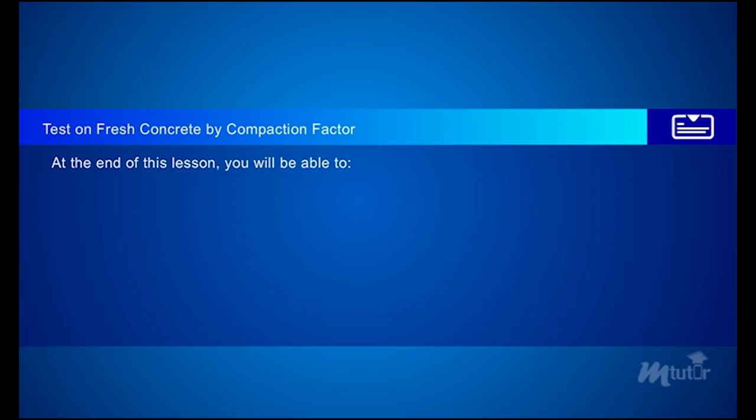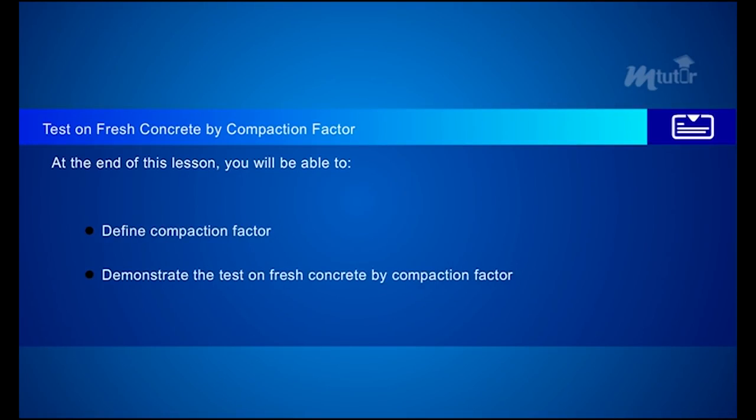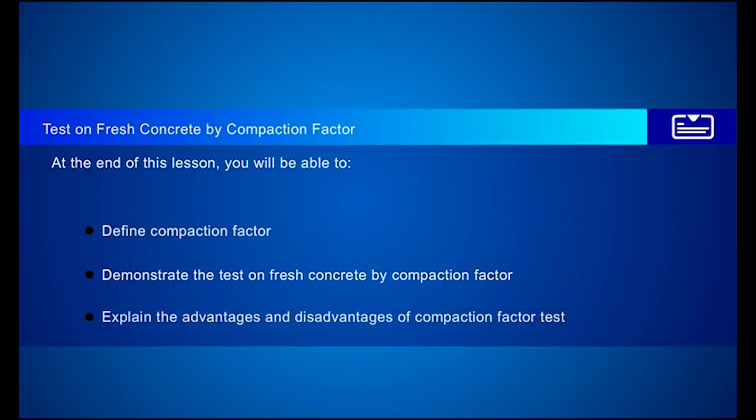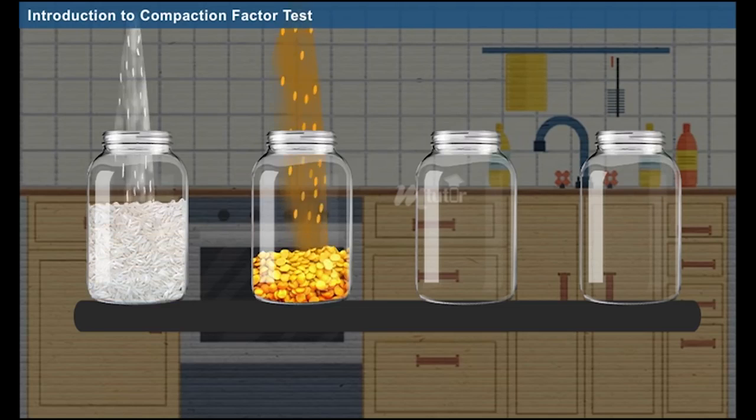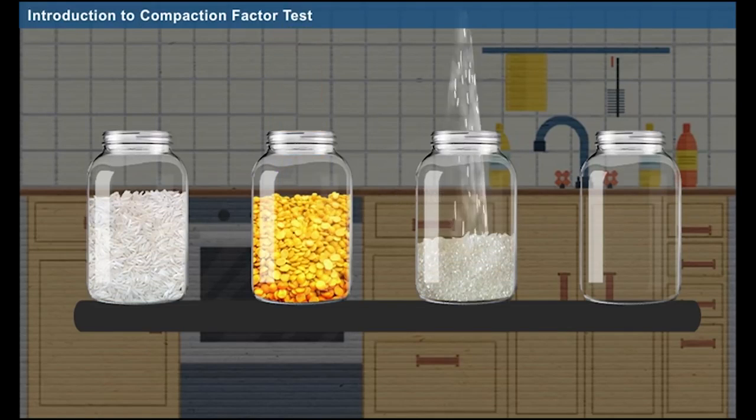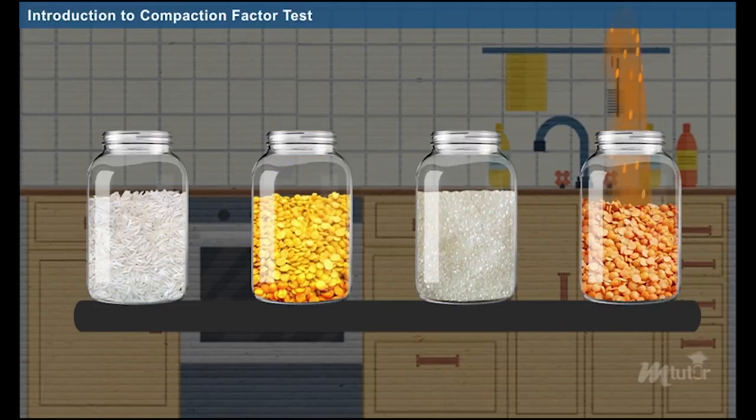Lesson, you will be able to define compaction factor, demonstrate the test on fresh concrete by compaction factor, explain the advantages and disadvantages of compaction factor test. We all would have performed this activity at our home, that is, filling up a container.